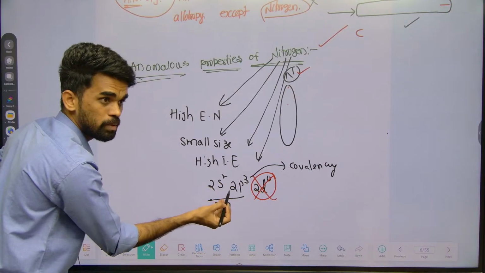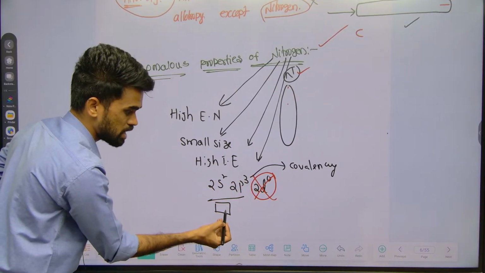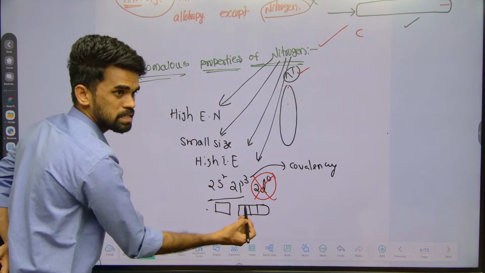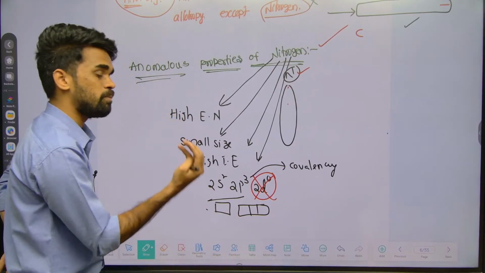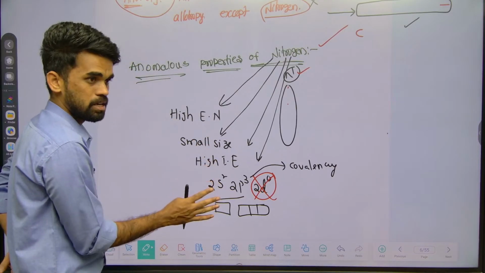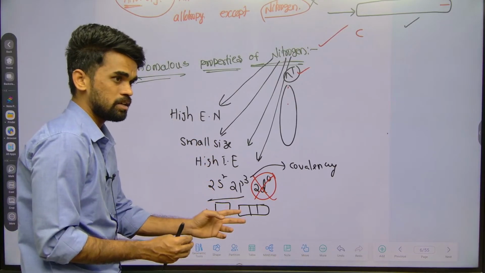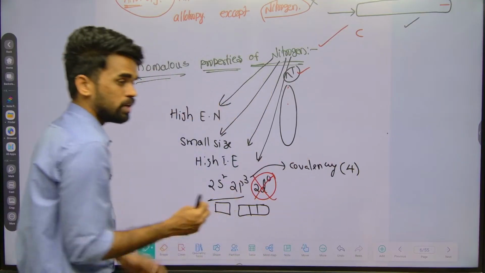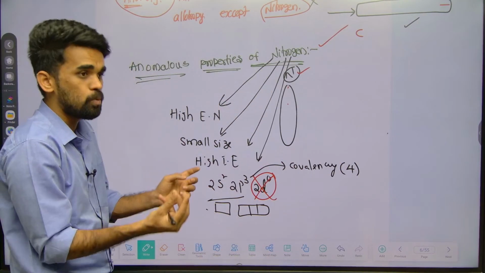Subshells are 2, but I am asking about orbitals. One is an s orbital, the remaining 3 are p orbitals. So how many orbitals are there in the valency? That many bonds an element can make. There are 4 valency orbitals, so it can make a maximum covalency of 4. It means it can form a maximum of 4 bonds.